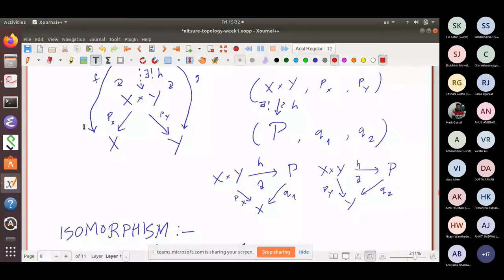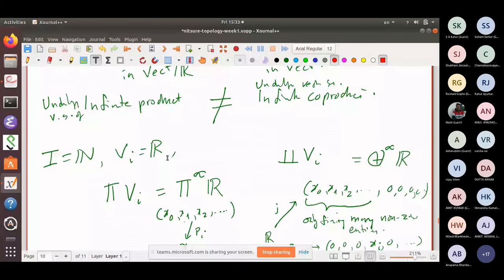And when that indexing set is the natural numbers, and we are in the category of vector spaces, each vector space is R, the product is the set of all infinite such sequences with projection on the ith factor being those projection maps. And coproduct are all those infinite sequences which beyond some finite stage are 0. After some arbitrary finite stage, that sequence should be 0, 0, 0, 0, only finitely many non-zero entries. And the map of each sends that X into that X in the ith place and 0 elsewhere. Those are the maps from here.